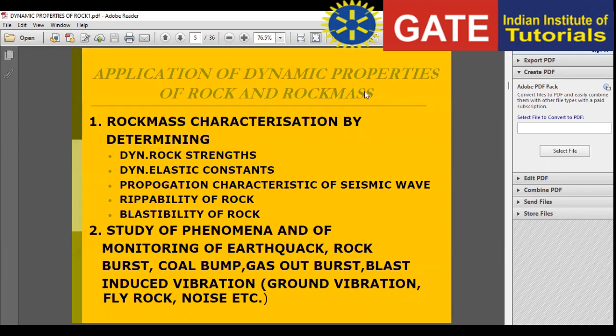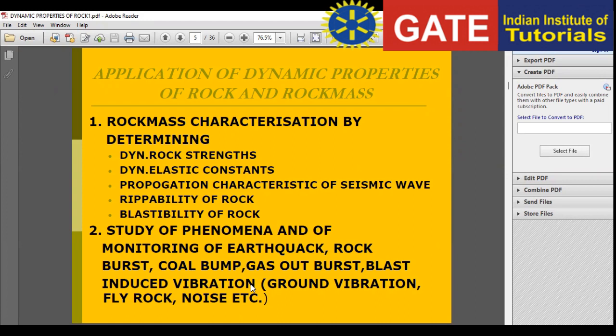So where is this dynamic property of rock, like the dynamic modulus of elasticity and dynamic Poisson's ratio, being applied? Basically rock mass characterization by determining dynamic rock strength, then dynamic elastic constants, then propagation characteristic of seismic wave, rippability of the rock, and blastability of the rock. Then a study of phenomena and monitoring of earthquake, rock burst, coal bump, gas outburst, and blast induced vibration, which is the ground vibration, fly rock, and noise.